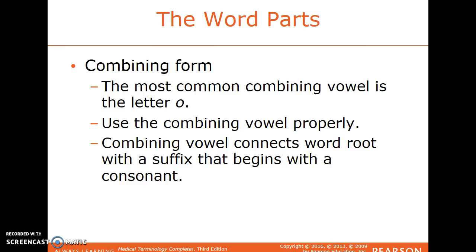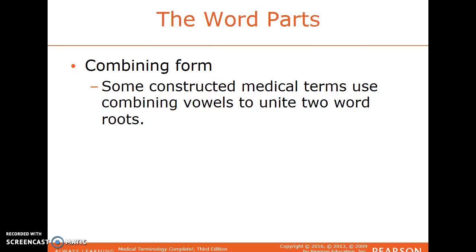The other key to understanding medical terminology is the combining vowel. The most common combining vowel is the letter O. You need to use the combining vowel properly, and the combining vowel connects the word root with a suffix that begins with a consonant. The combining form, then, is the constructed medical term using the combining vowel that unites two word roots.